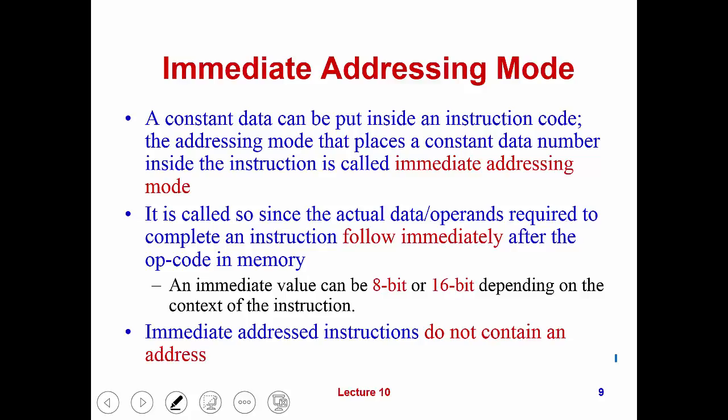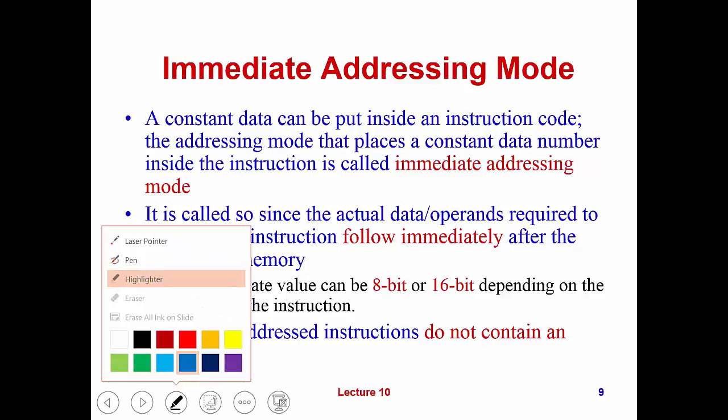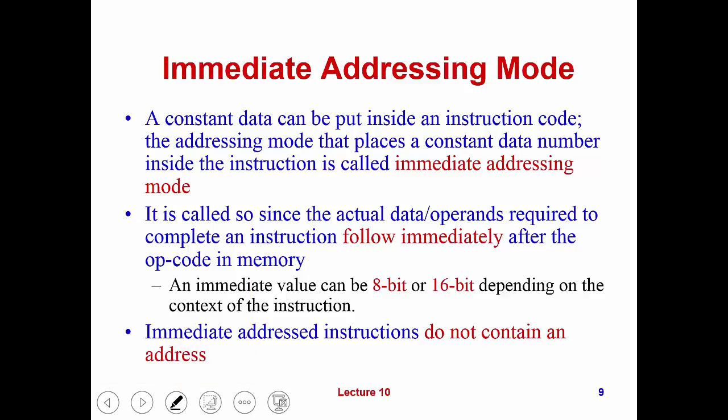The second mode is immediate address mode. I'm pretty sure we already did some exercises before, and we already used some immediate address mode instructions. So for this type of address mode, the data we need for the instruction is given explicitly in the instruction. So a constant data is already given in the instruction.